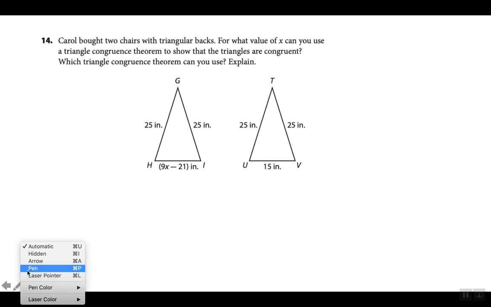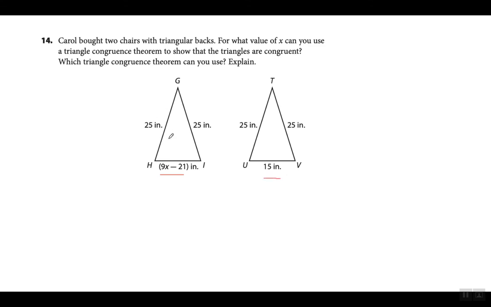Alright, so I believe there's a question like this on your homework, right? So we already did questions like this, right? Basically the same thing we just did, right? What value must x have in order for both of these triangles to be congruent? And what triangle congruence theorem are you using?